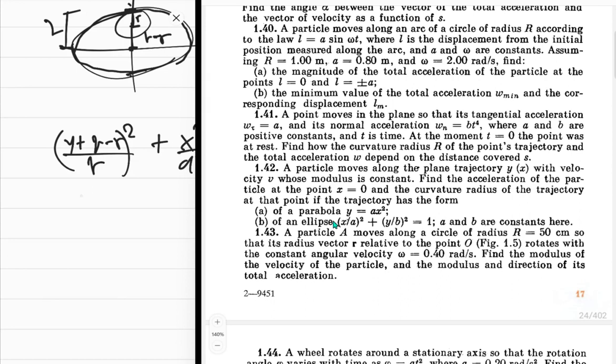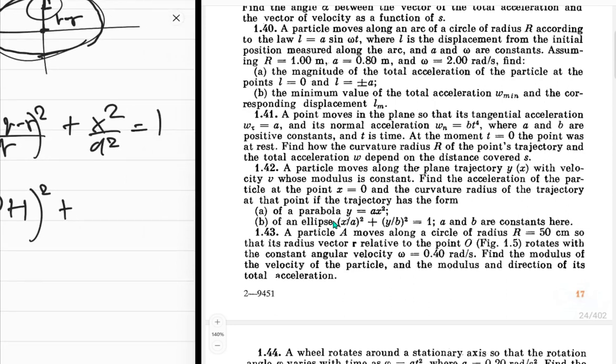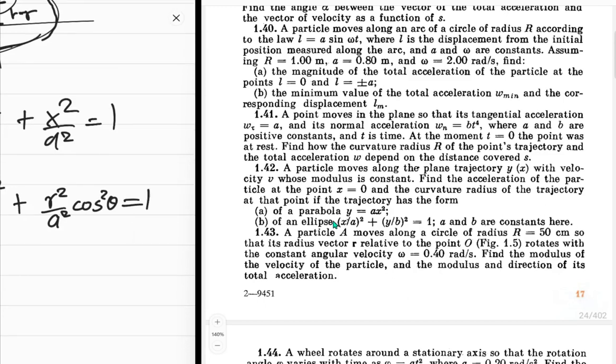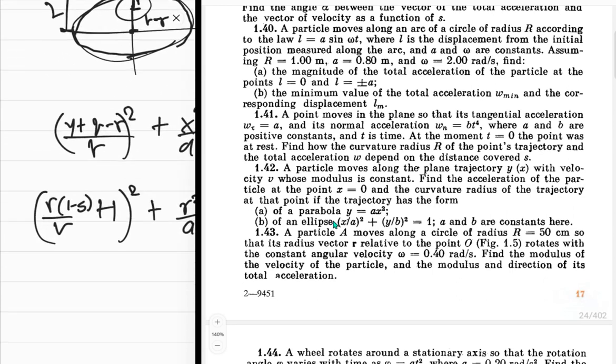Cool. Let's try to do it. So it'll be r into 1 minus sine theta, that upon b, plus 1, squared, plus now it's going to be r squared cosine squared theta upon a squared, is equal to 1. Perfect. And now what? Take the derivative of this thing with respect to theta. Equate that to 0. Well, that's obviously going to be happening. You can take the second derivative and equate to 0. That would be the less obvious thing. But first, we've got to expand this actually.